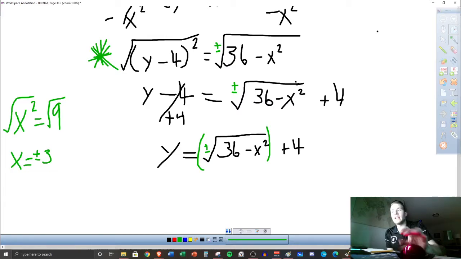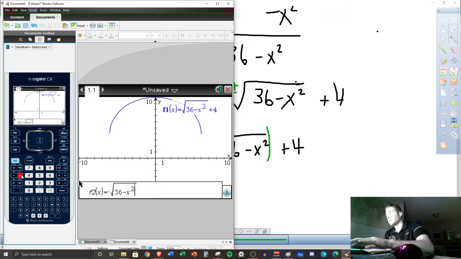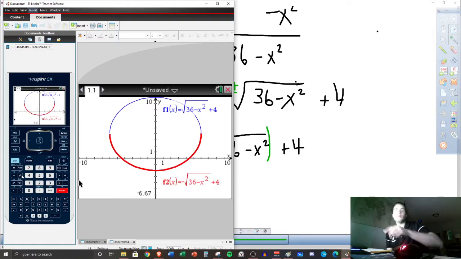And so we are going to have to copy the exact same function down. So you go back to your y equals. If you're in the Inspire, you're going to hit tab, which I don't know how many of you have Inspires at home. You're going to hit tab, or y equals on the 80 series, and then you're going to retype this in, but now we want the negative version of it. Okay. And there we have a completed circle.